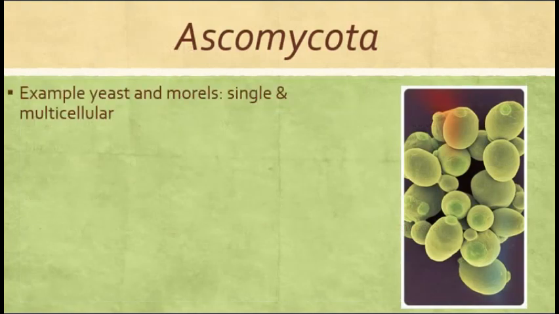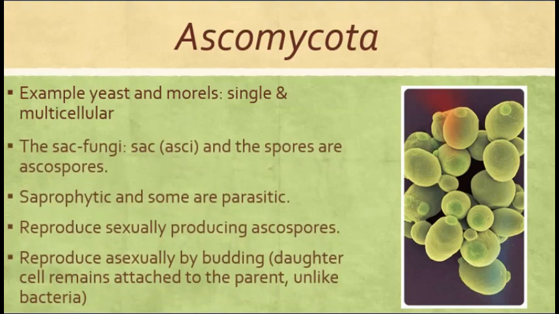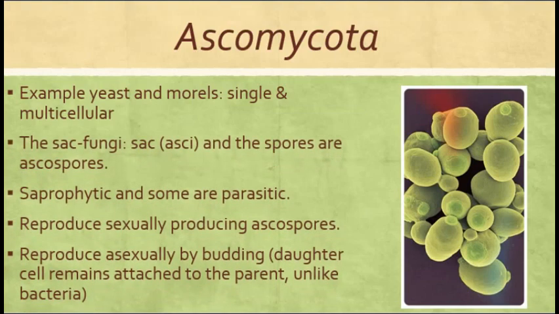All right, examples are yeasts and morels, single and multicellular. They're also known as sac fungi, S-A-C fungi. That's because they produce their spores in a little sac called the ascus. The ascospore is made in the little ascus right there.